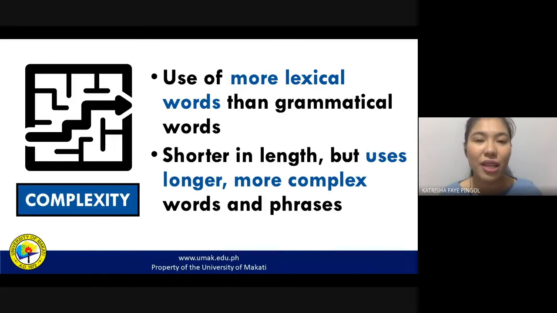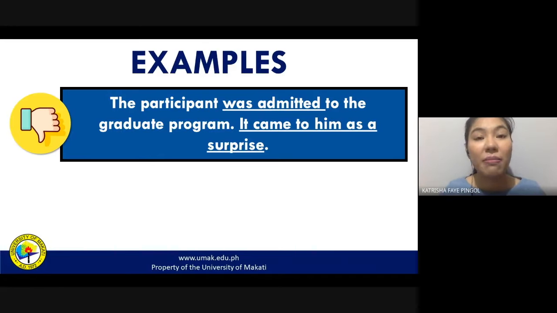So what does it mean? Instead of using multiple short grammatical words, you use longer lexical words and they become more complex in nature as well. Let's try to look at the next example so you would have an idea of what I am talking about. A participant was admitted to the graduate program. It came to him as a surprise. Please take note of the underlined phrase and the underlined sentence.